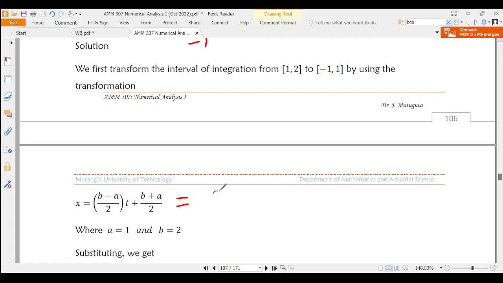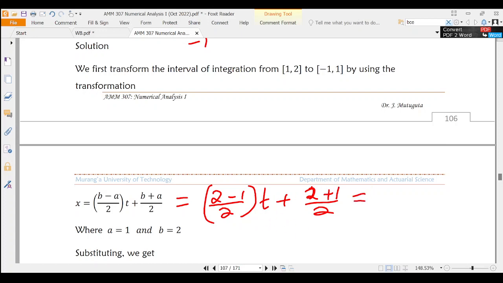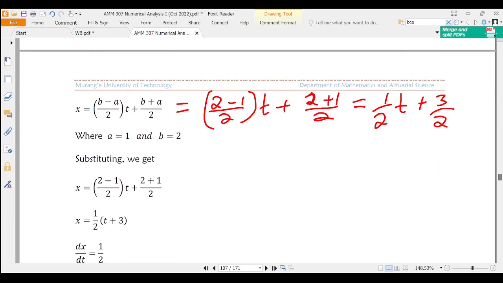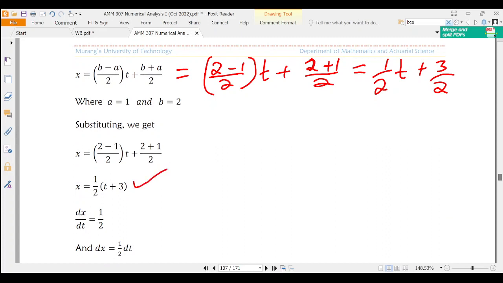So in this case, we get 2 minus 1 all over 2 times t, then plus 2 plus 1 all over 2. See that 2 minus 1 here is 1. So this becomes a half t, and 2 plus 1 is 3, so that we get 3 over 2 in the second term. So we get a half t plus 3 all over 2. We can even factor out a half, and we get a half into t plus 3 as we have here.